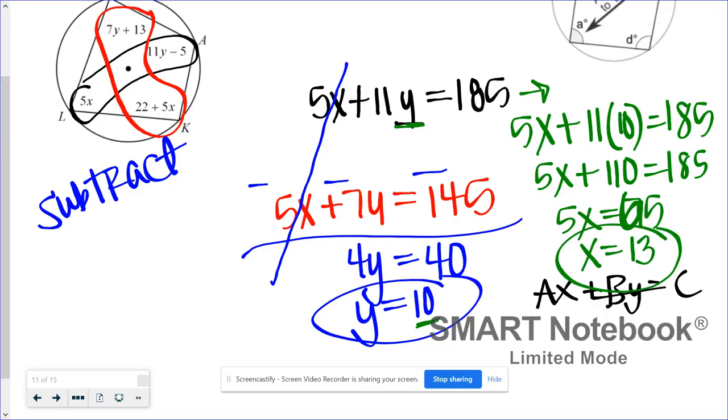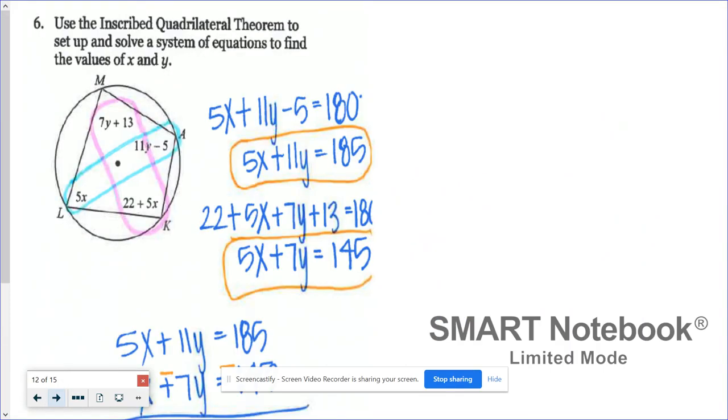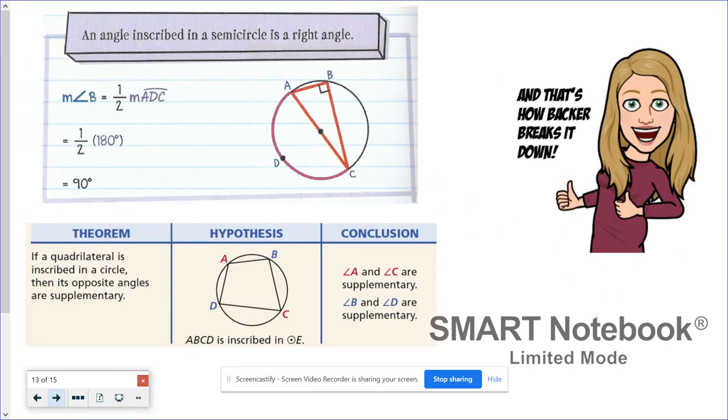And so that's how we can use the system of equations in such a problem. So the bottom line is, if an angle is inscribed in a semicircle, it's a right angle. If you have a cyclic quadrilateral, opposite angles are supplementary. And that's how Backer breaks it down.